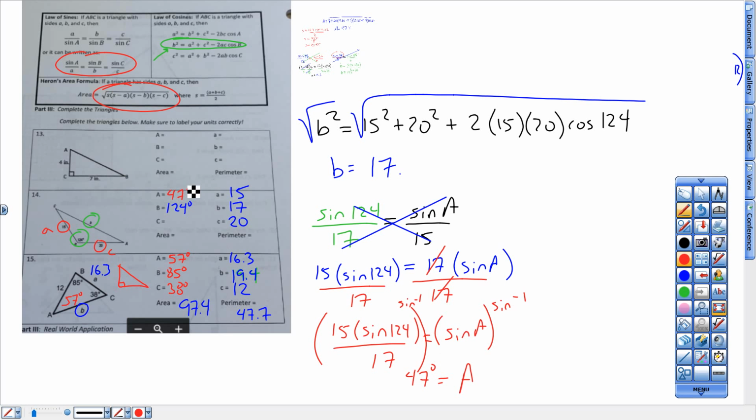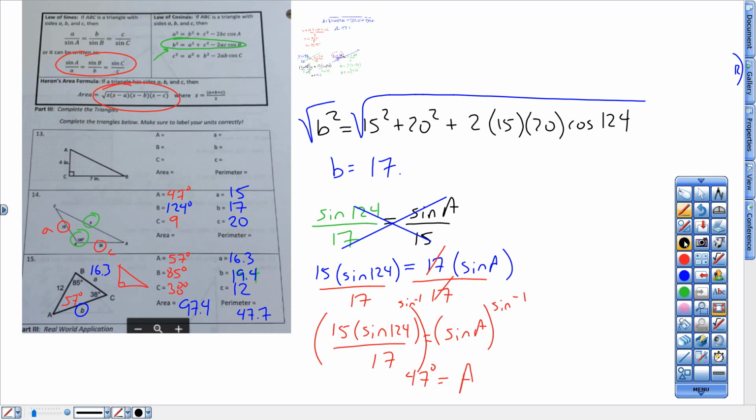And now to find that missing one, I'm not going to do that ever again. I'm going to add 47 and 124 and take that away from 180. Gives me about 9 degrees right there. Thinking that might be a little bit low. Let's just double check that 9 right there.